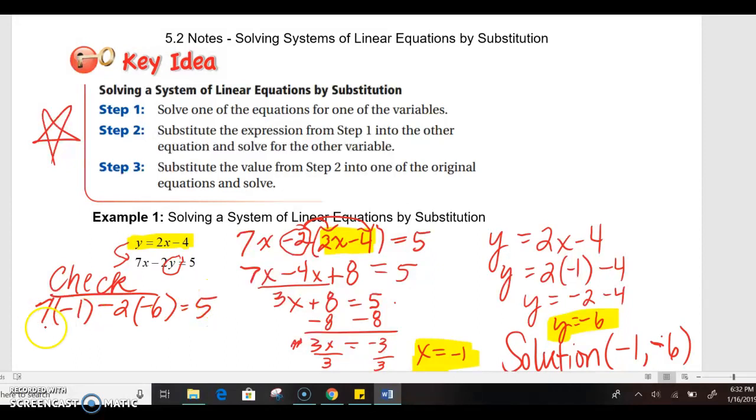That gives me 5, if I did it correctly. So 7 times negative 1 is negative 7. Here, a negative 2 times a negative 6 would be positive 12. So because 5 equals 5, I know I did my work correctly. Okay, I want you to pause it right here.